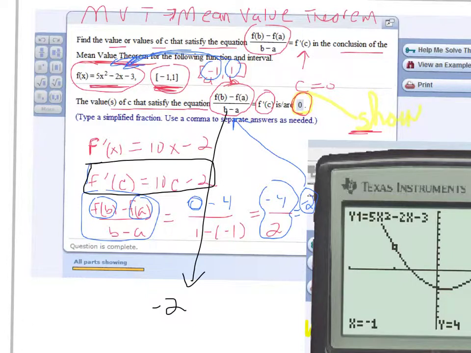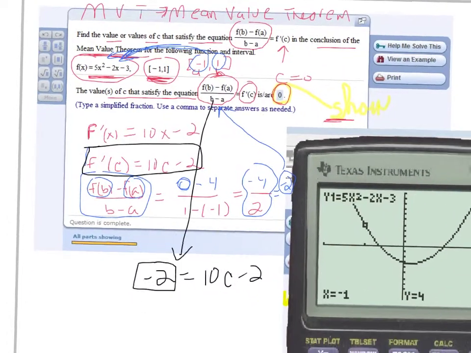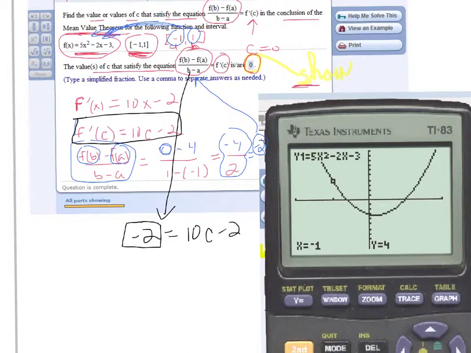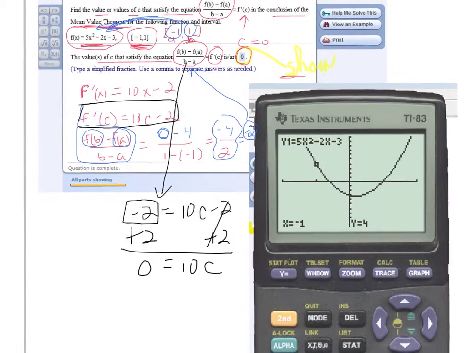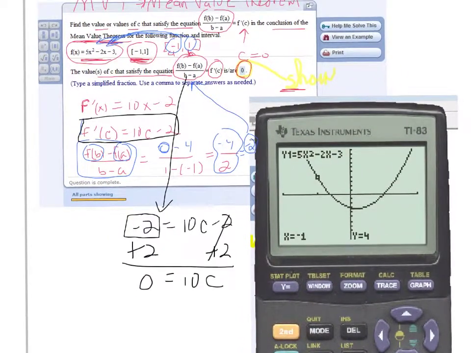So you're using some algebra. You're going to solve for c. So 10c minus 2 must come to be -2. I'm going to zoom out again. Now you just use some algebra, solve for c, add 2 to the other side. So now we have 0 equals 10c, therefore c must be 0. Okay, now that answers that part of the question.